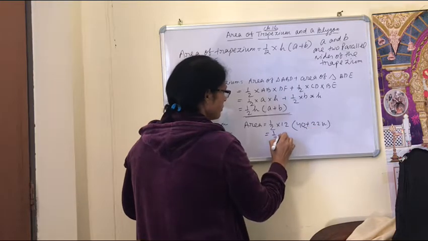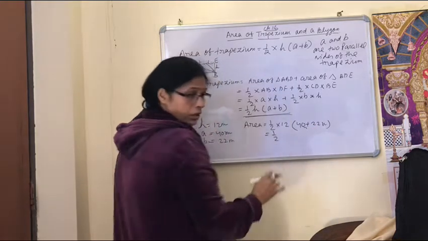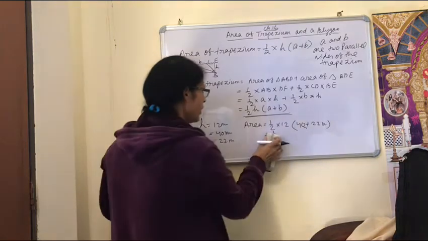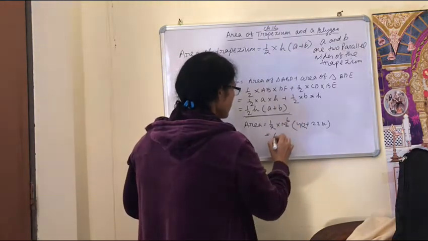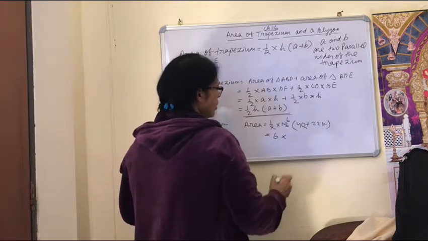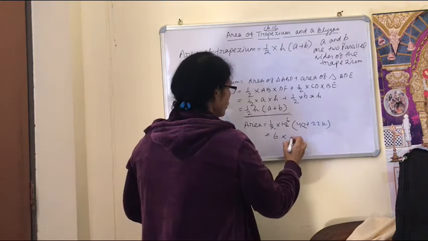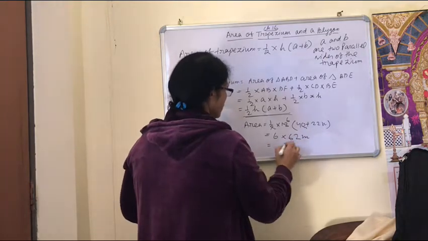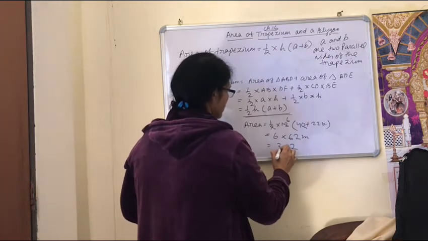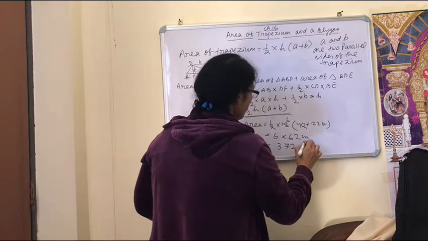So half, you can cut also 2 and 12, 6. So 6 into 40 plus 22. How much? 40 plus 22 is your 62 meter. 372 meter square.